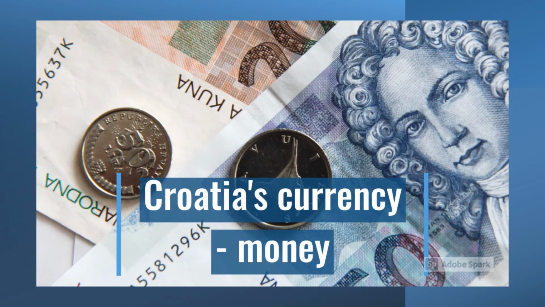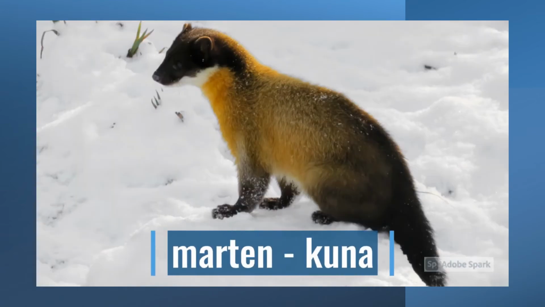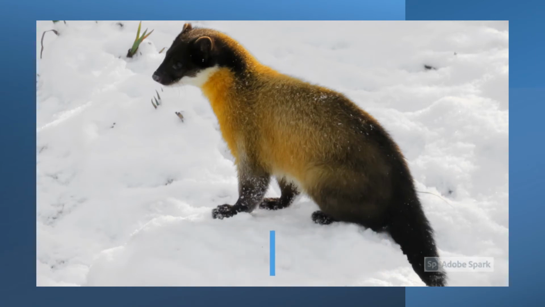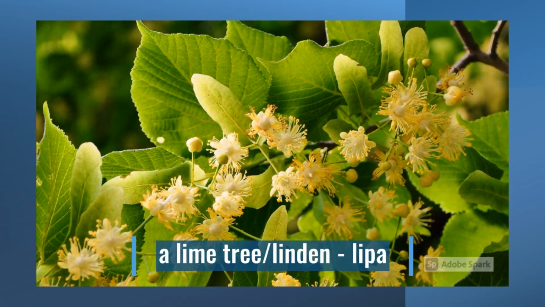There's a fun fact related to Croatia's currency as well. Currency is the money people pay with in Croatia. Croatia's currency is named after an animal. Kuna means marten in English. The coins are named after a lime tree or linden. Lipa means a lime tree or linden in English.